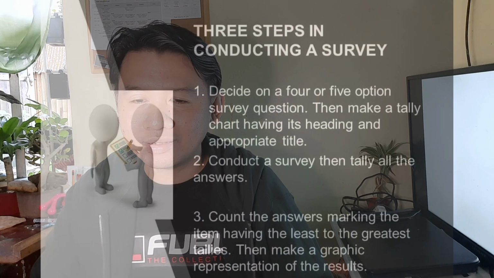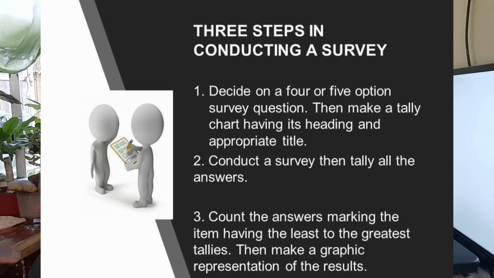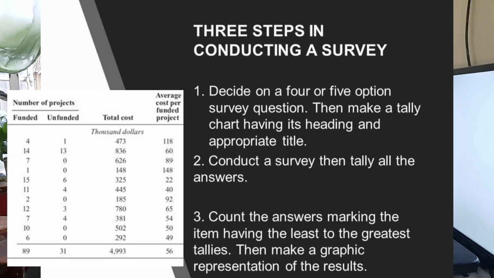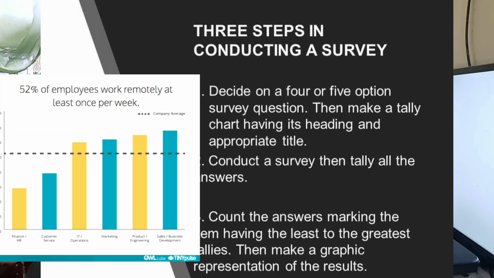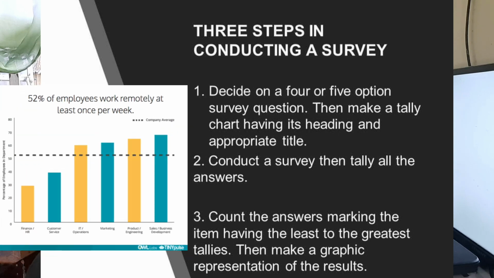Three steps in conducting a survey. Number 1, decide on a 4 or 5 option survey question. Then, make a tally chart having its heading and appropriate title. Number 2, conduct a survey, then tally all the answers. Number 3, count the answers, marking the items having the least to the greatest tallies, then make a graphic representation of the result. Don't forget this one.